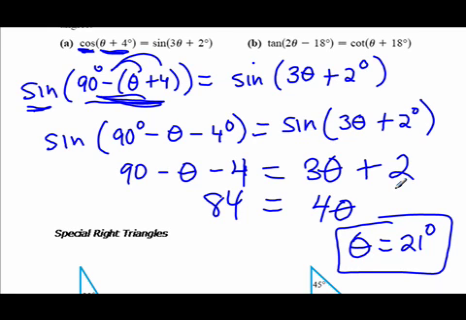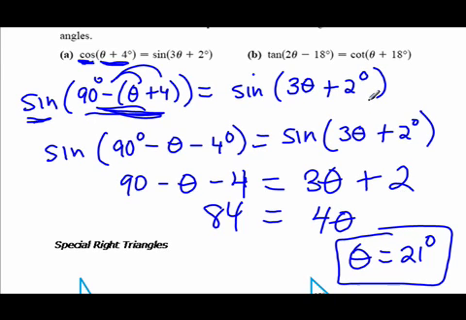If you would have changed the right-hand side to a cosine situation, you're still going to end up with the same answer. Doesn't matter which side you change into which side. So go ahead and try letter B on your own. Change one side to the other using your cofunction property.